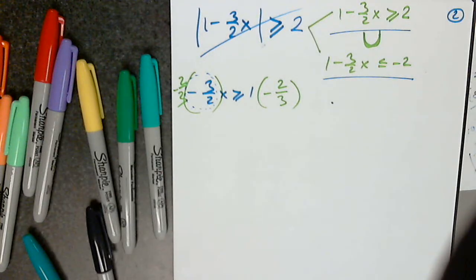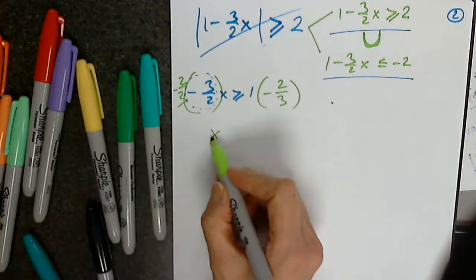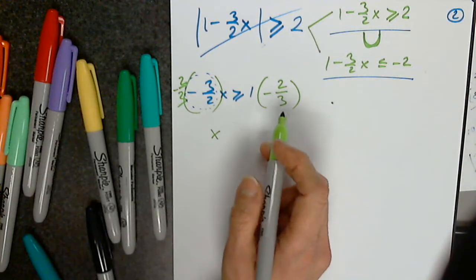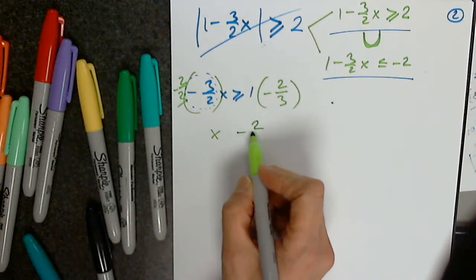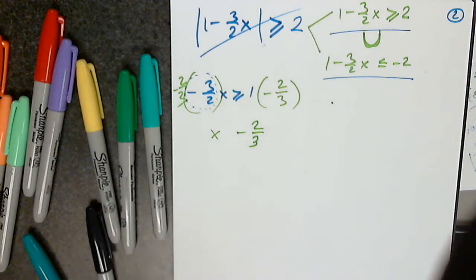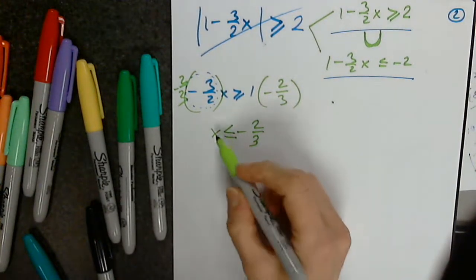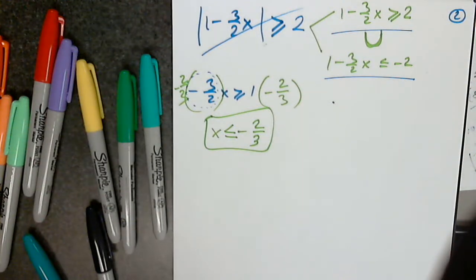What do I have on the left? Exactly what I wanted. What did I want? I wanted x. And now the right-hand side is? Negative 2/3. Awesome. Now I have to stop and think. Have to switch. Thank you. Why? Because we multiply both sides by a negative number of an inequality.